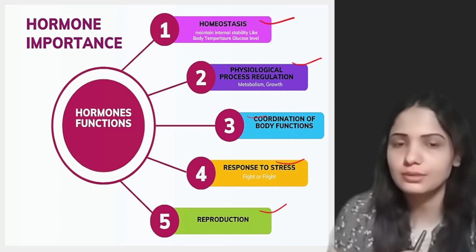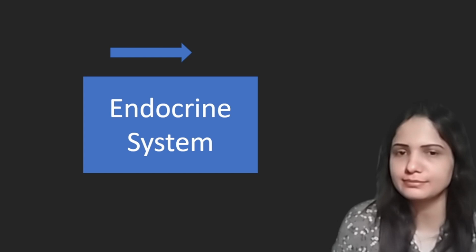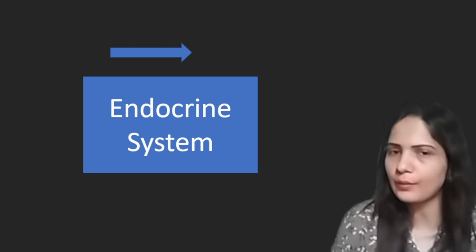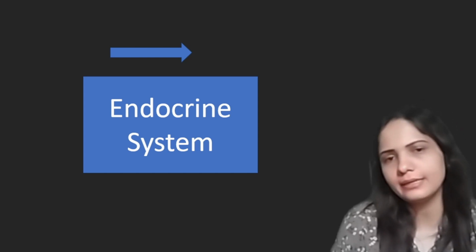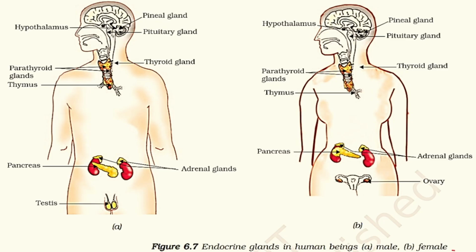Next, we have reproduction. Now we are going to discuss the endocrine system in male and the endocrine system in female. We have covered hormones and the importance of hormones. Now we will see the endocrine system in male and female. Here we have this endocrine system. As you know, the endocrine system consists of glands and body parts. There are many glands present in the endocrine system, and glands are an integral part of the endocrine system. So we have these glands in humans.